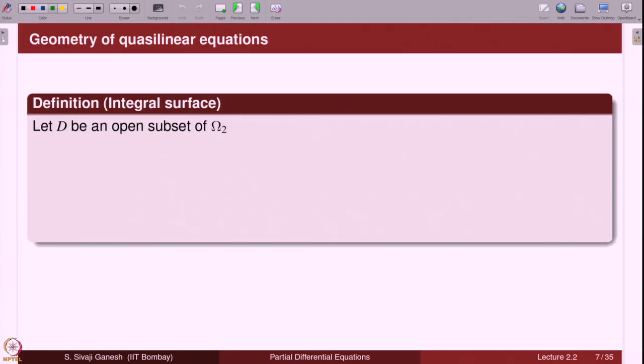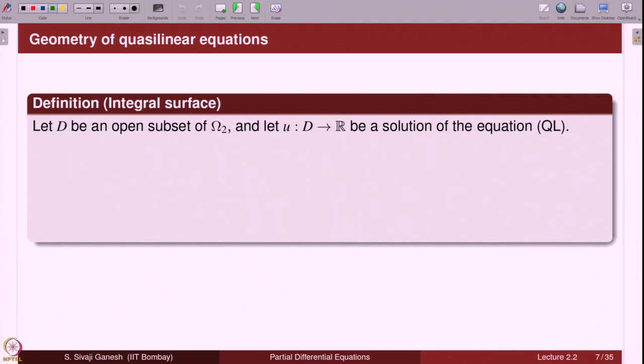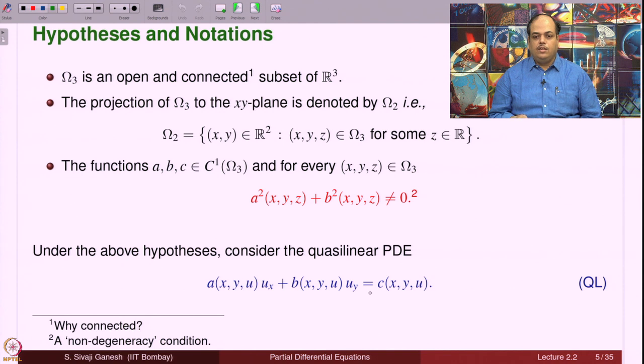So, the definition of an integral surface. Let D be an open subset of omega 2. What is omega 2? It is a projection of omega 3 to the xy plane. And let u be a solution of the equation QL. Okay, u is defined on this domain D and is a solution of the equation. What does it mean? The equation A of x, y, u of xy times ux of xy plus B of x, y, u of xy times uy of xy equal to C of x, y, u of xy is satisfied at every xy in D. That is the meaning of solution.